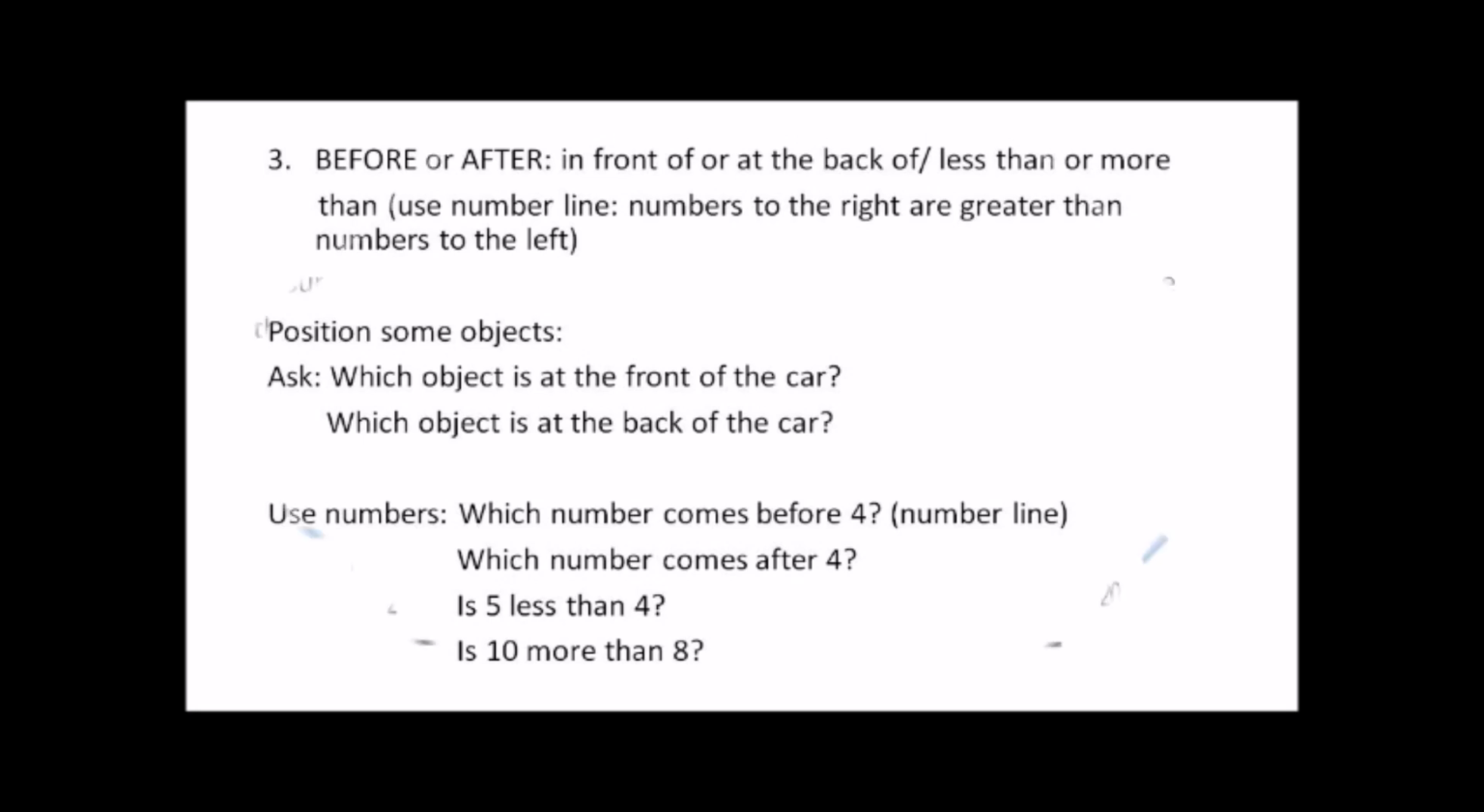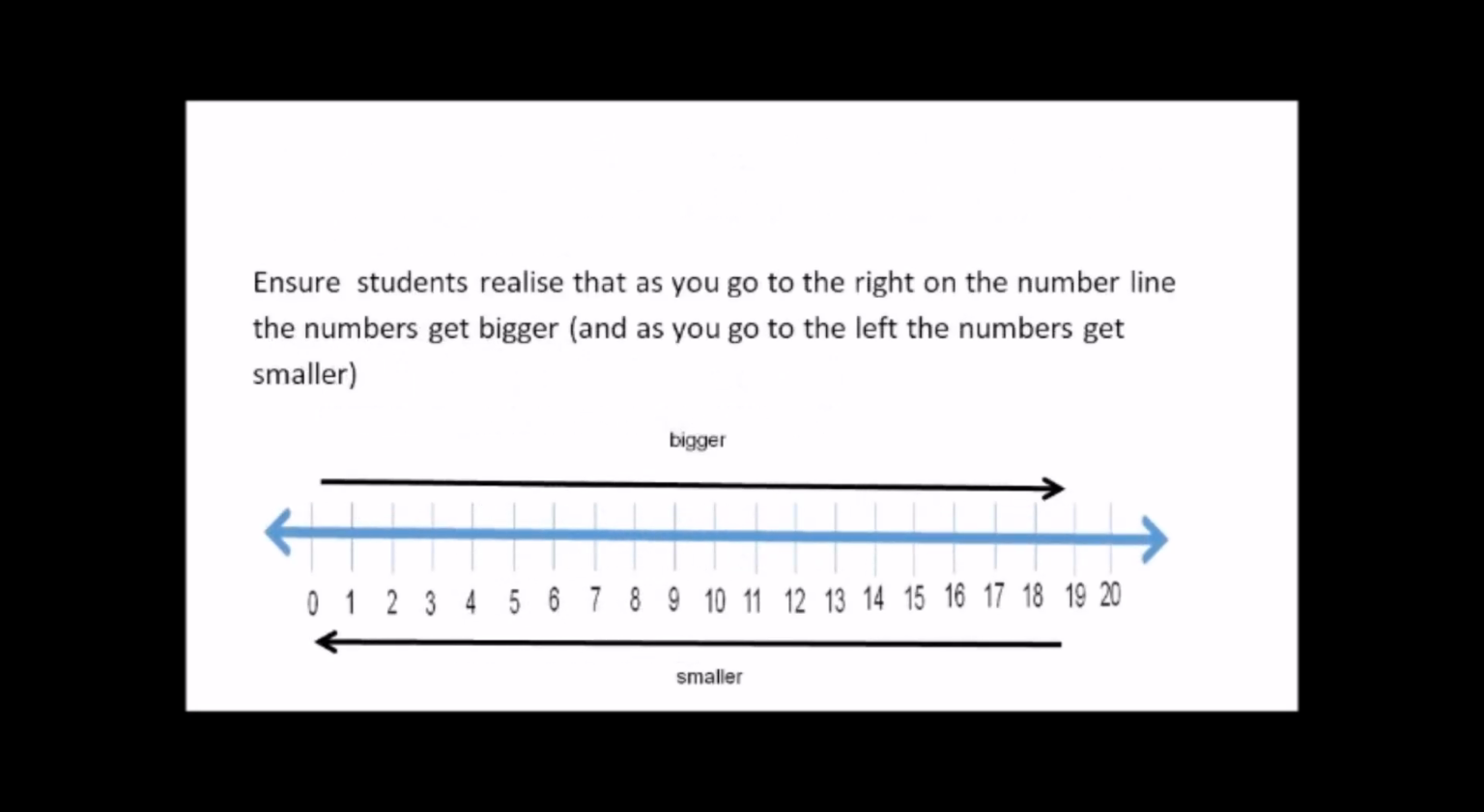Use numbers also, and then you can use your number line for that. So ensure students realize that as you go to the right on the number line, the numbers get bigger, and as you go to the left, the numbers get smaller. That's a basic thing you need them to realize, and they should get that immediately. Okay, so give them 2 numbers and let them compare which one is bigger, which one is smaller. Okay, and then they should be able to handle questions like that given they have a number line in front of them.